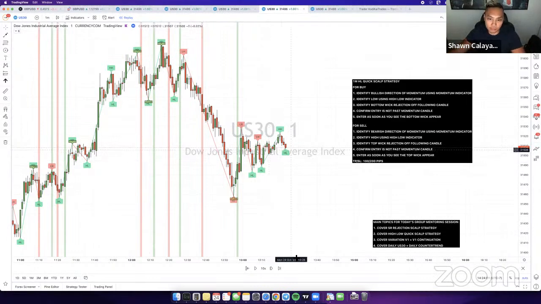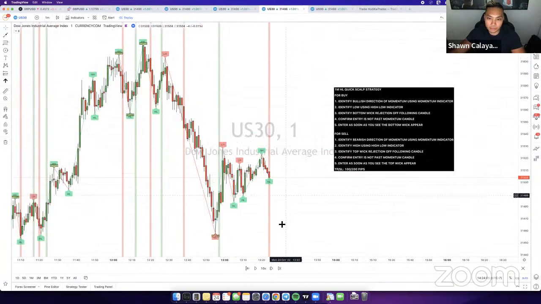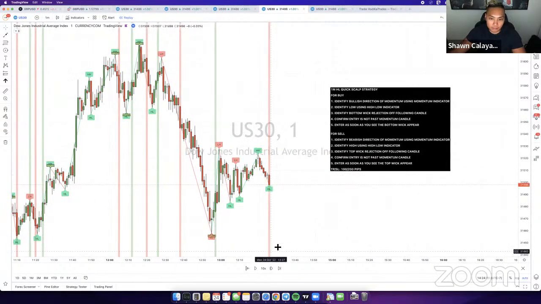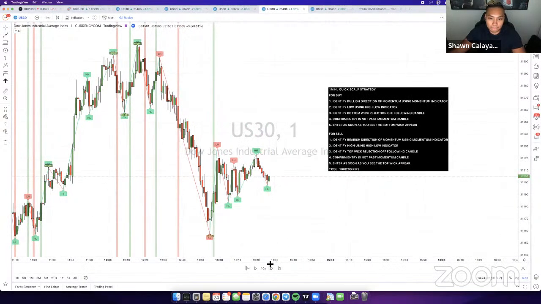And I'll show you an example right here. So here, I know there was another entry that came up, but it didn't fit the criteria. So there was a low right here. And then this right here, see how no wick came up? At that point, you for sure don't have an entry because you don't have the requirement met for identifying the high-low with the wick rejection off the next candle. So this isn't a time where you never have the entry.